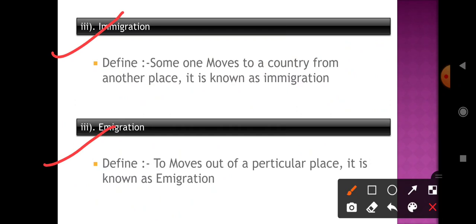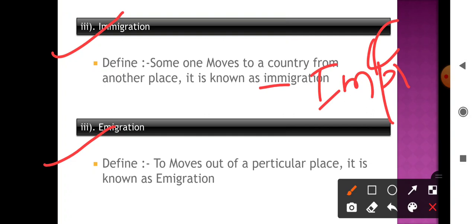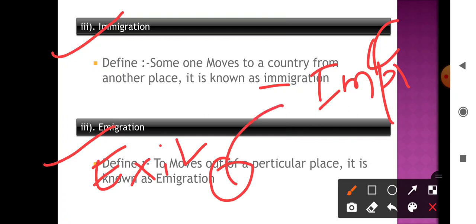Now most of the students are confused in this, so I'll give you one hint by which you can easily understand. Im means import. You can import. Okay, the people are coming from another place. And the e extends from exit. The people are moving from their own country to another country. So in this way you can very easily remember. Otherwise it is very difficult to understand.